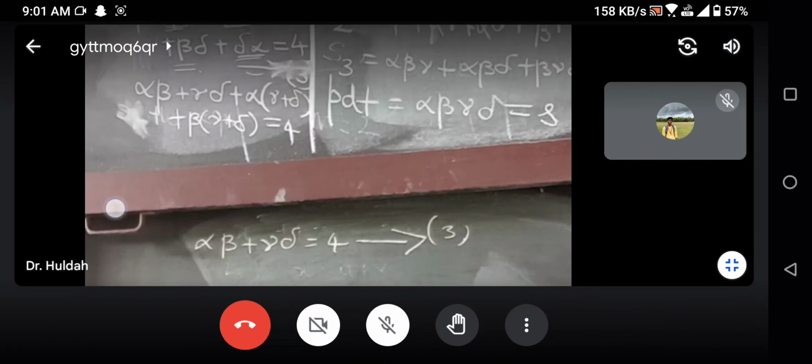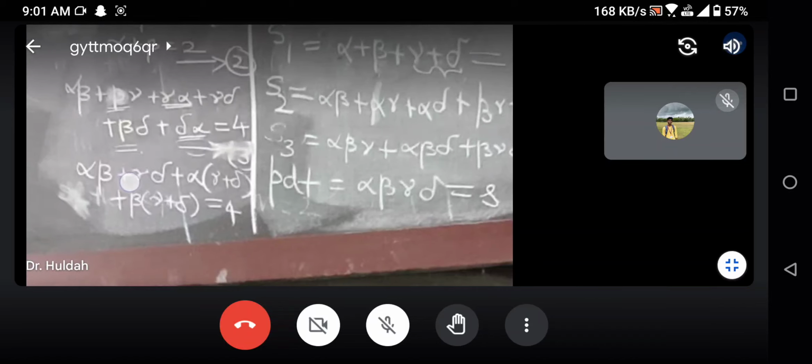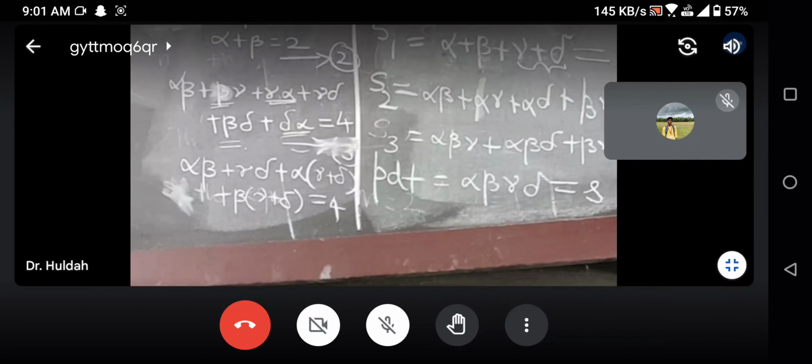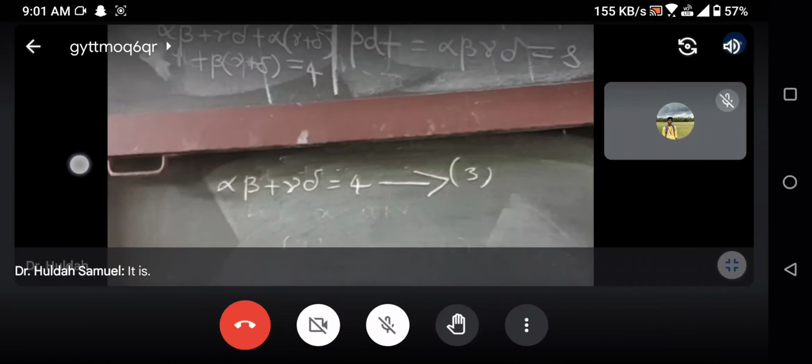Okay, wow. I don't understand where the 6 comes from. The right side value.